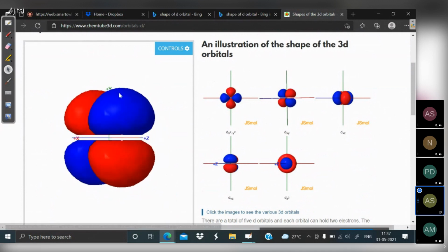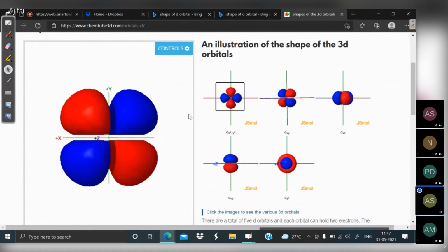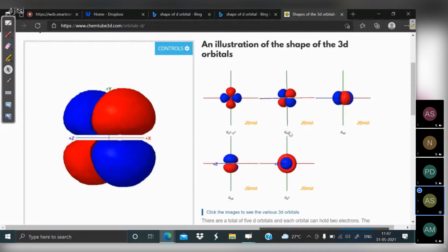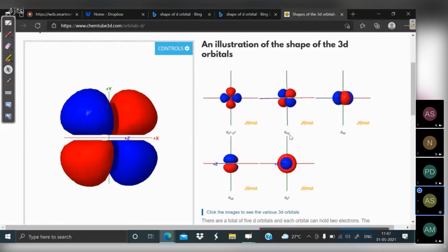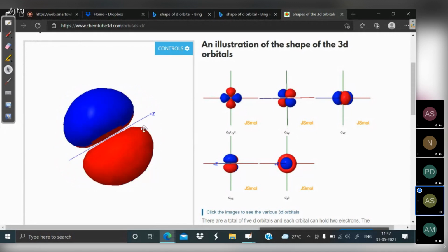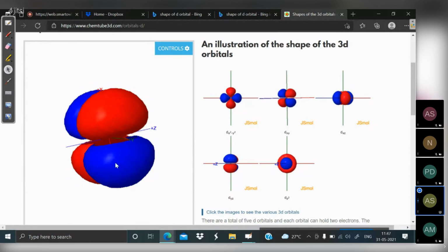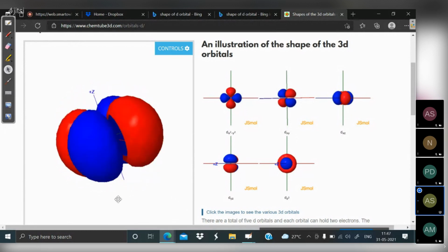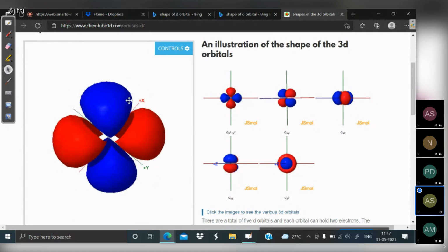So over here you can see in this dxy that this shape is called a double dumbbell shape. You see none of the lobes touch the axis. Nothing is present on the z-axis. The z-axis is totally free. Nothing is present on the y-axis also, the y-axis also completely free. The x-axis is also completely free.